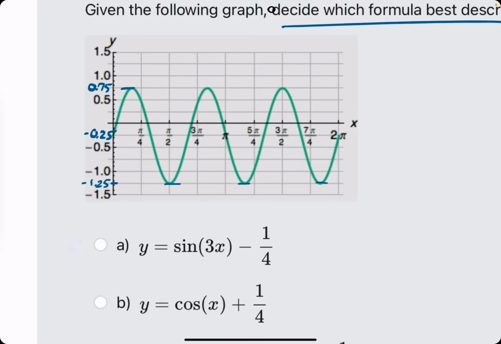And so I think it's safe to say that, because it started here and ended here, it's kind of giving you the midline right away. I wasn't sure if that was the case or not, but it definitely is now that I look at it closer. All right, so we have our midline, and the midline is at negative 0.25.